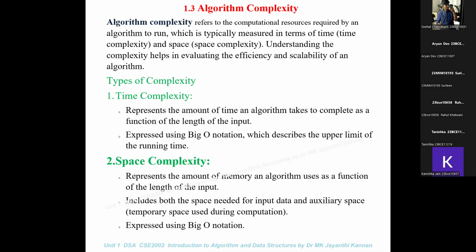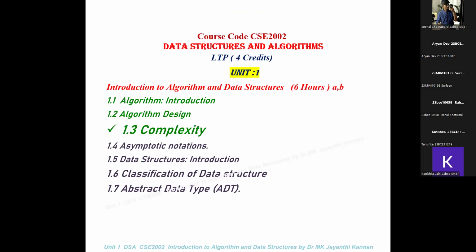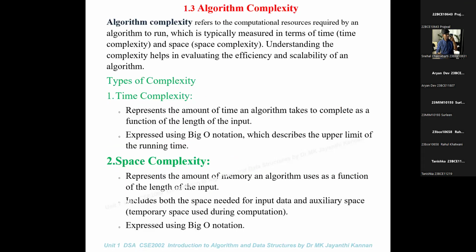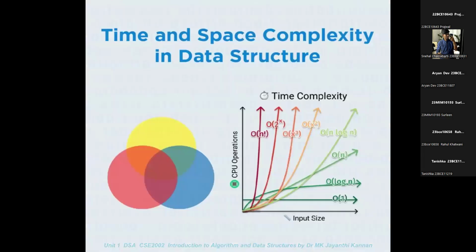Any doubt in previous class portions? So in the previous classes, we discussed introduction to algorithm design complexity, asymptotic notations, data structures, and the introduction to data structure and classification of data structure. I think abstract data type is pending. So in complexity, we discussed in terms of time complexity and space complexity. So from this diagram, you can easily understand.